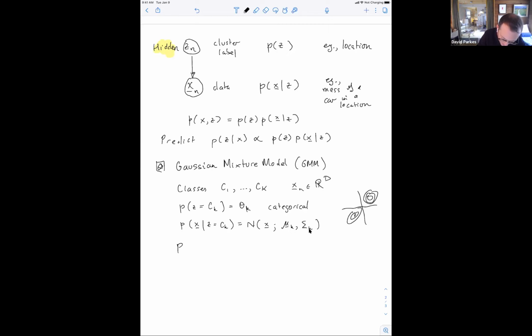So what are our parameters? Our parameters are, and I'll often write them W like we used to, the priors. The thetas are parameters that we'll estimate. The priors, theta Ks, and the means and the covariances. So our parameters need to say, what is the prior we have? What is the probability we associate with each component? And then what are the parameters of the multivariate Gaussian associated with that component?